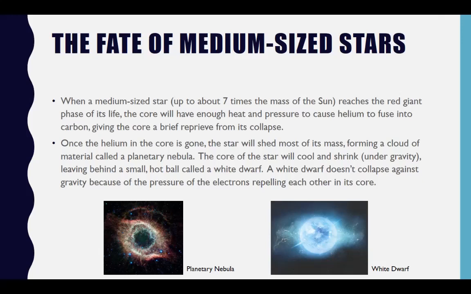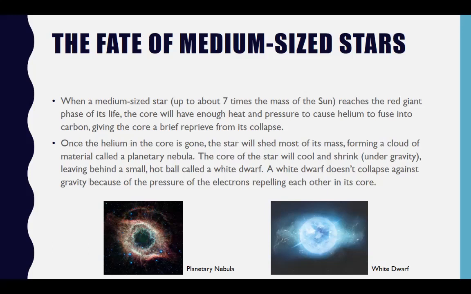A white dwarf doesn't collapse against its own gravity because of the pressure of the electrons repelling each other within its core. Okay, so now we're running into those other nuclear forces, strong and weak nuclear force. They're going to keep this from collapsing any further, and we are left with a white dwarf.